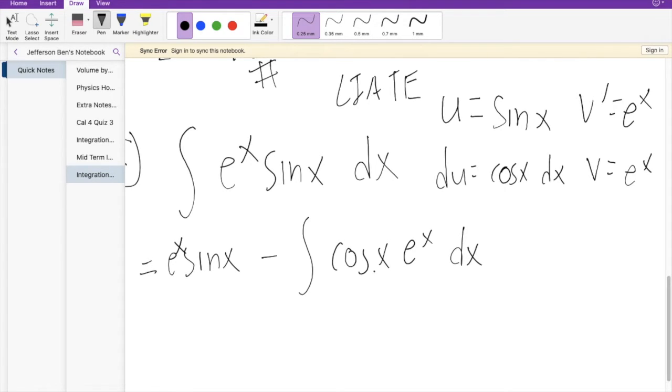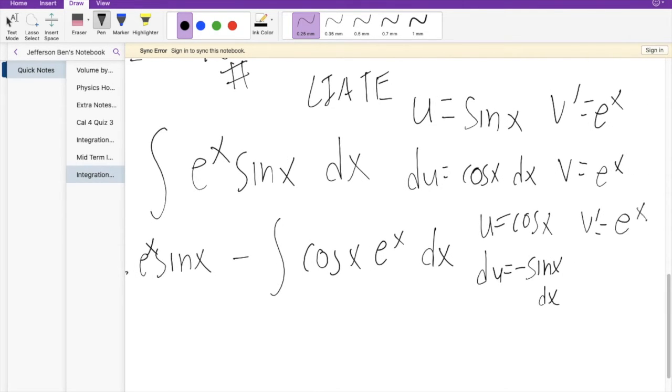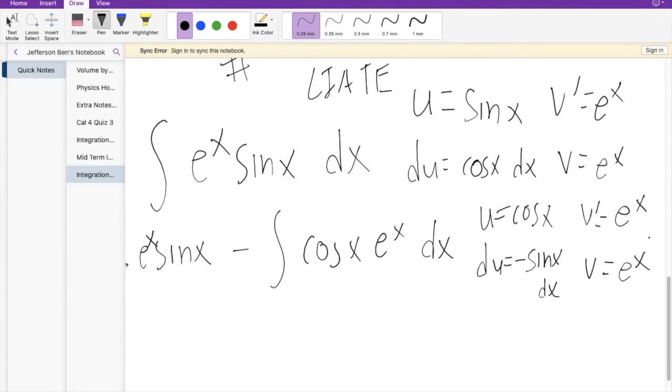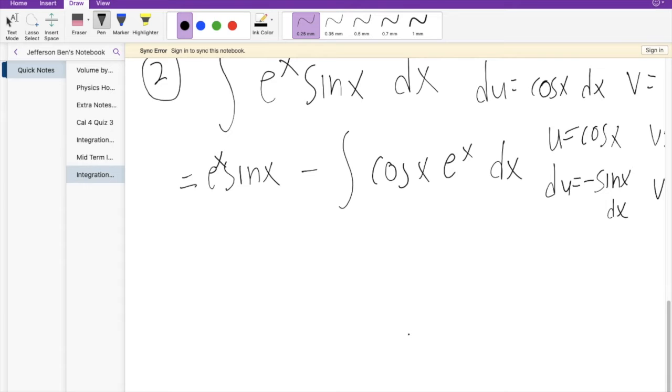Now, did you notice that you can't straight away integrate this one? You can't directly integrate. You have to use some technique, because we are left with a trigonometric and an exponential again. So how do we do it? Since this is an integral, we can integrate by parts again. So u equals cos x, and du is, remember, negative sine x dx, and v prime is equal to e to the x, and v is still e to the x. So we can do the integration by parts again.